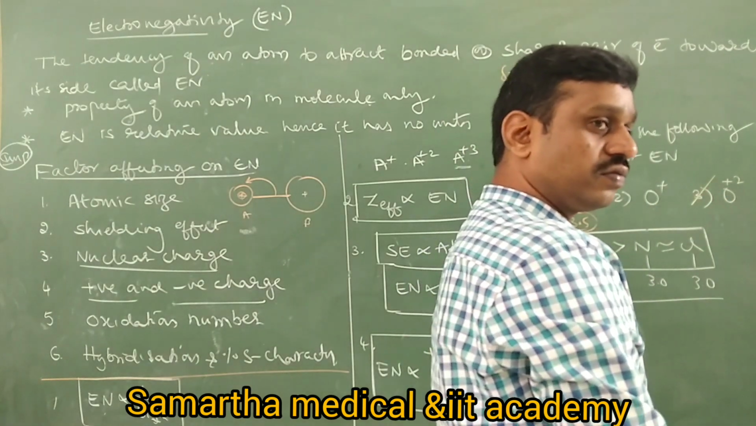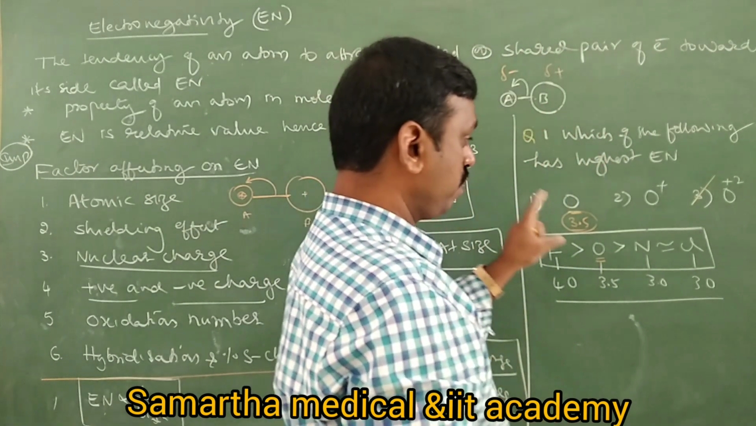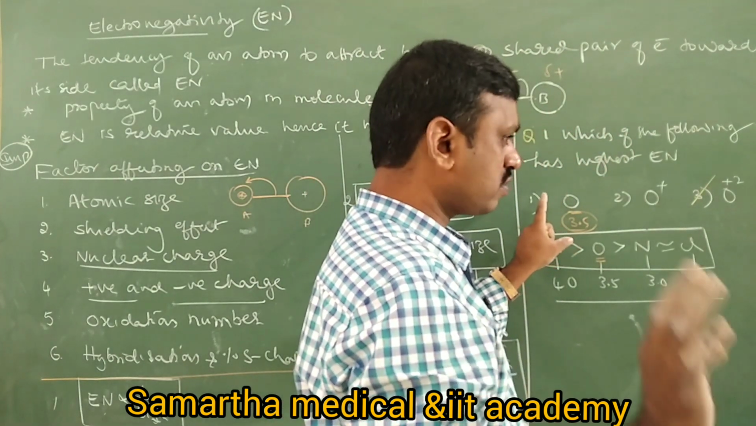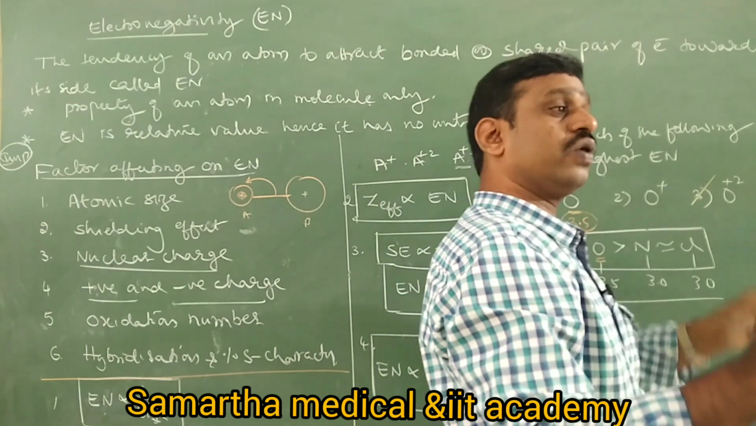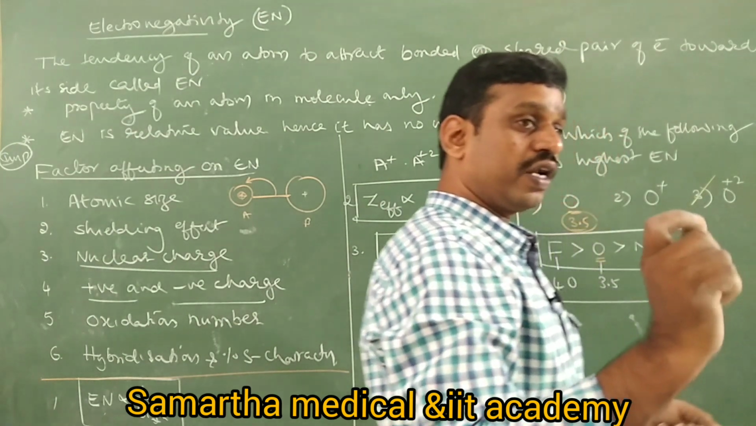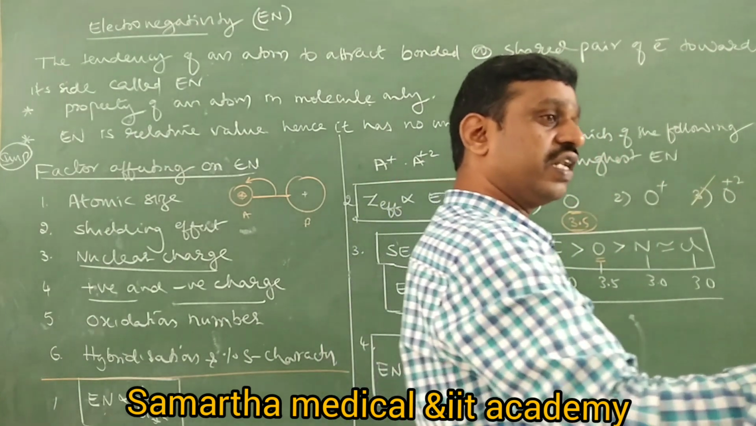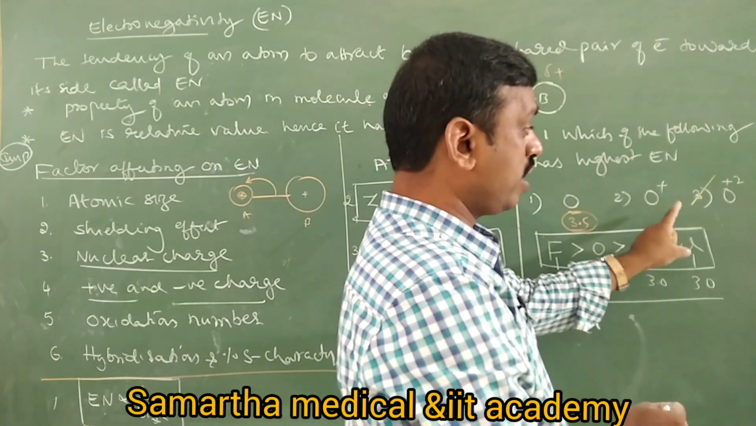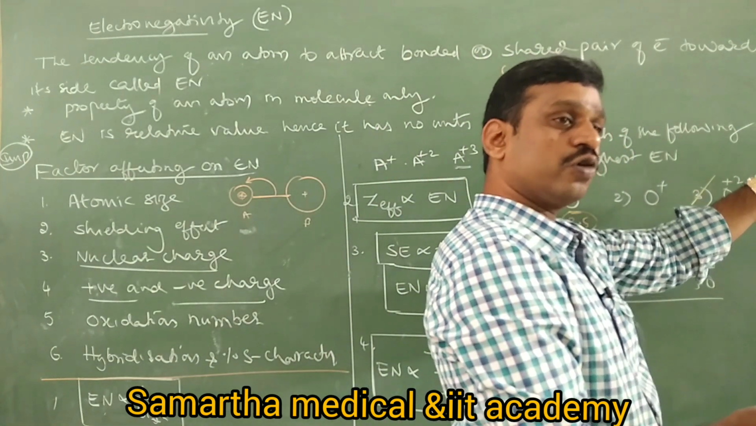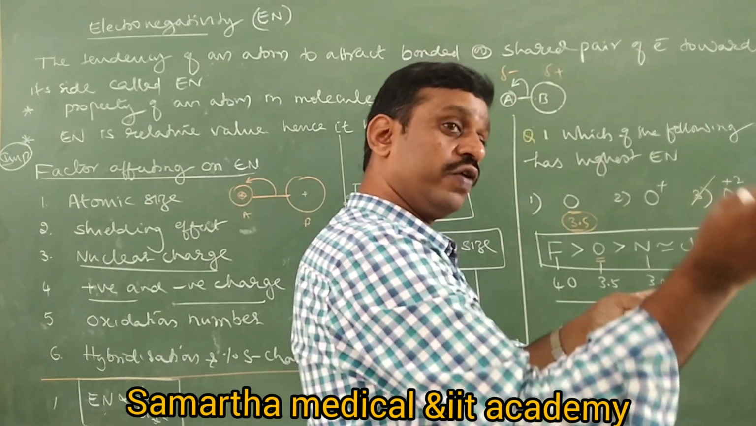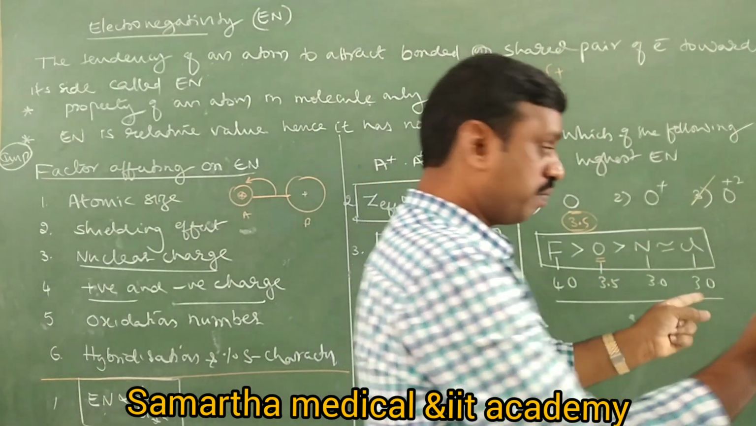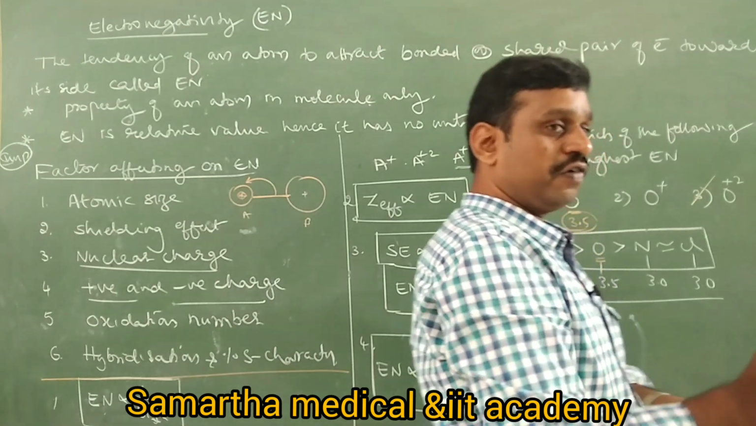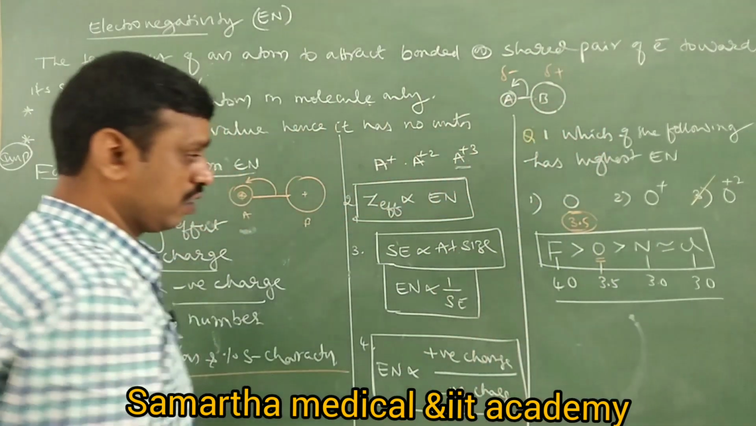This is important because we will get to it in organic chemistry: electronegativity is related to acidic nature, which we will study later. If electronegativity increases, its acidic nature also increases. In that way, we will compare acidic and basic nature with electronegativity later.